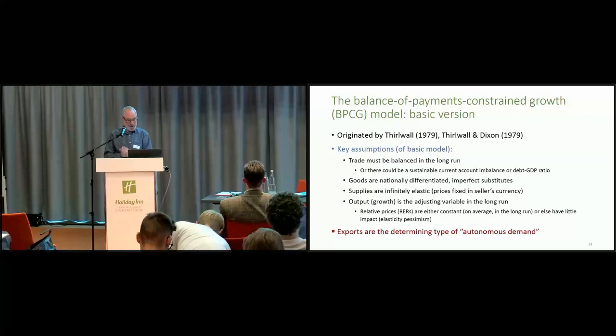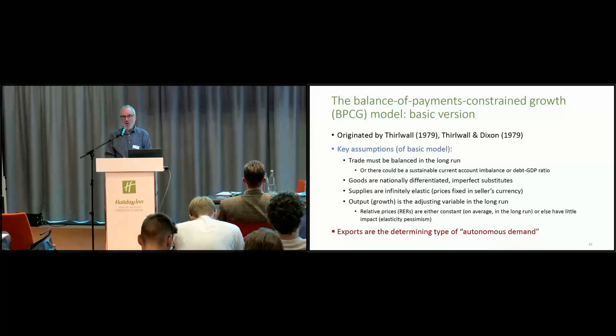Goods are nationally differentiated and are imperfect substitutes. That's actually the same as the implicit assumption in the neo-Kaleckian models for the short run. Supplies are infinitely elastic with prices fixed in sellers' currency. So that's essentially all those horizontal marginal cost curves that Marc Lavoie showed us. And very importantly, output, or the growth rate of output, is the adjusting variable in the long run.